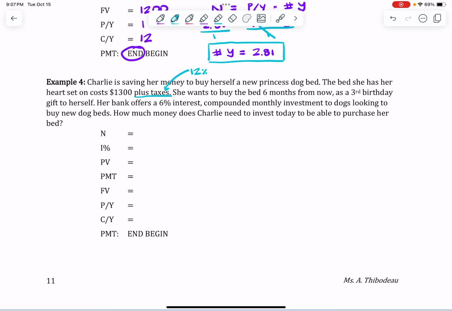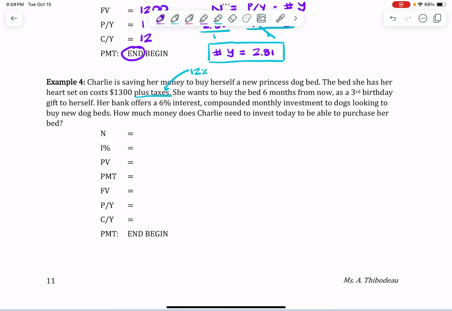Okay, welcome back. Charlie is saving her money to buy herself a new princess dog bed. The bed she has her heart set on costs $1,300 plus that 12% tax that we assumed. She wants to buy the bed 6 months from now as a third birthday gift to herself. Her bank offers a 6% interest, compounded monthly investment to dogs looking to buy new dog beds. How much money does Charlie need to invest today to be able to purchase her bed?